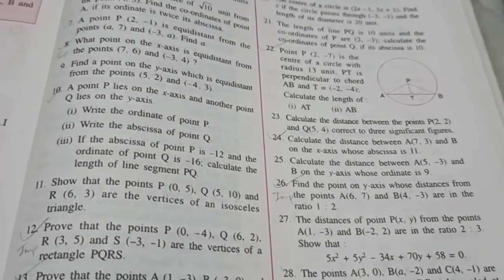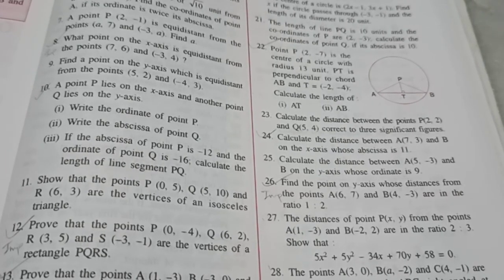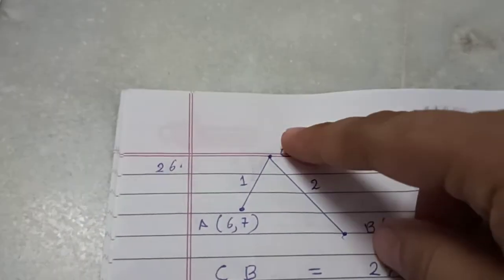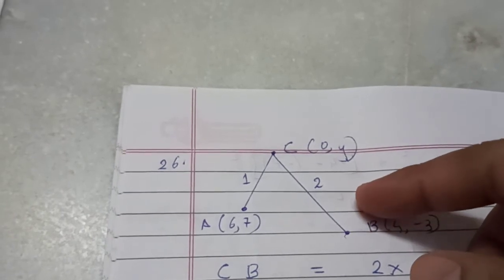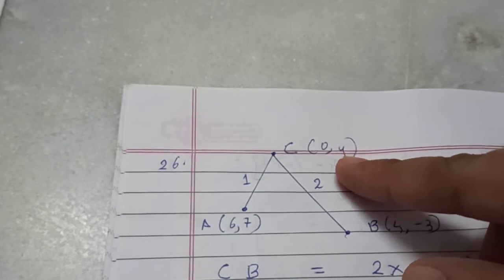And finally, 26th sum, mark it as IMP. Find the point on the y-axis, that means its x-coordinate would be 0, whose distances from points A and B are in the ratio 1:2. Let's draw a diagram to understand this. So there is some point, I'm calling it C. It lies on the y-axis, so obviously x-coordinate will be 0, and the y-coordinate I don't know, so just write y.